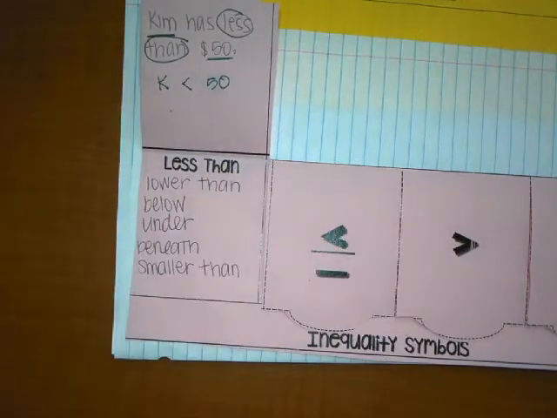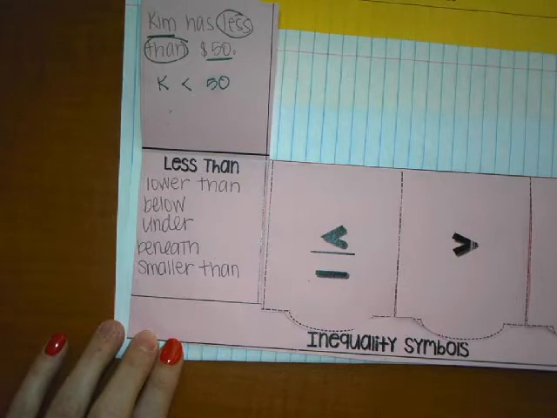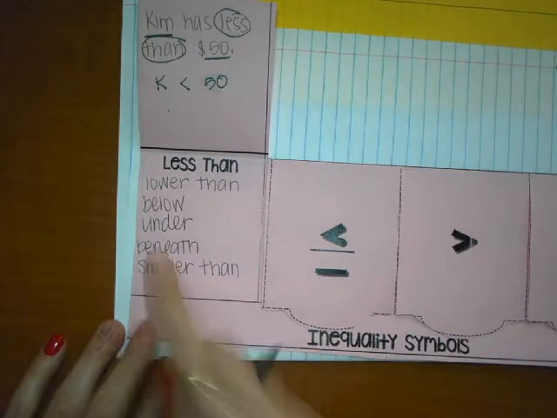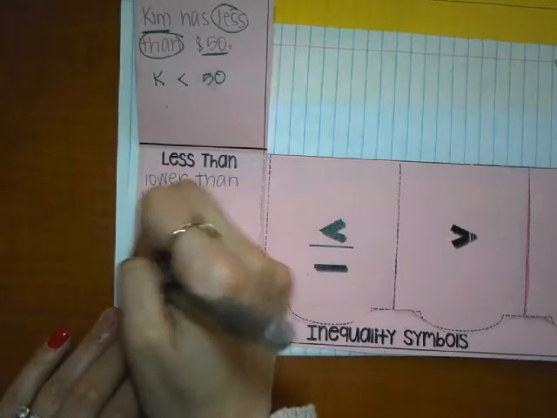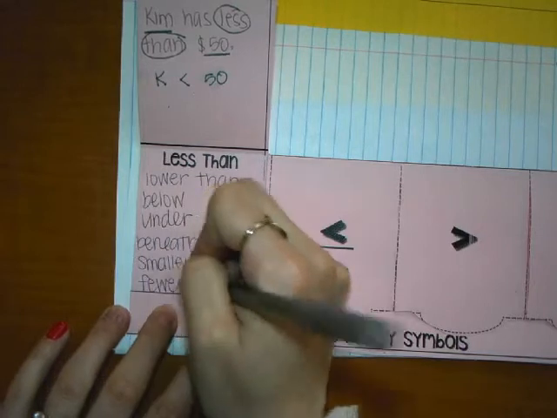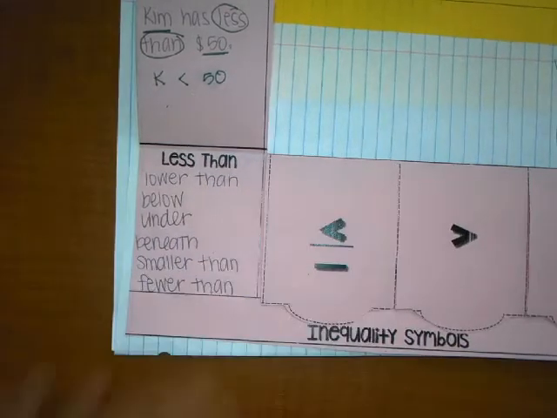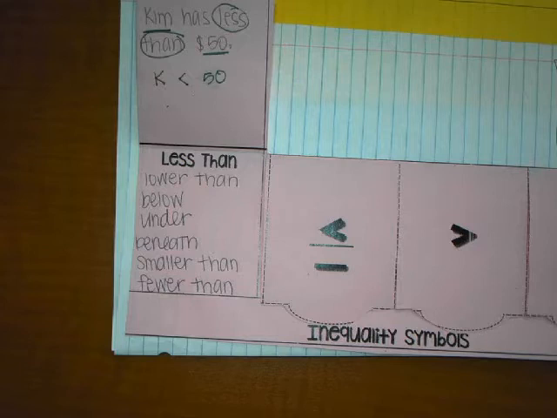I have one more that I want to write. Luke? No? Anyone else think of one? Eli? Well, I have under, so if you saw that, that would kind of be the same. Fewer than. Any of those words, if you see them, it means a less than symbol. Questions on that?